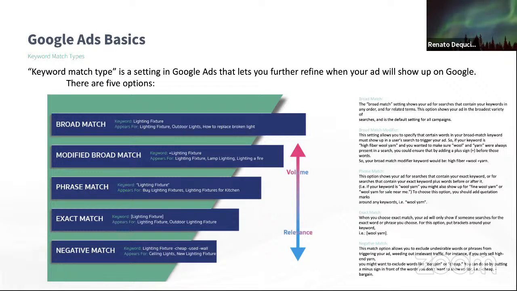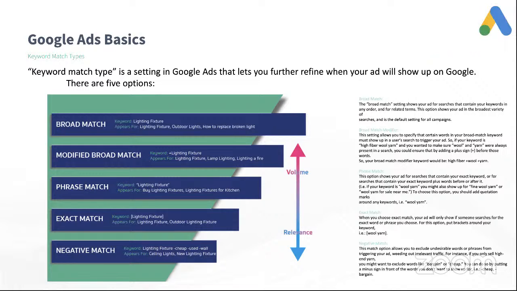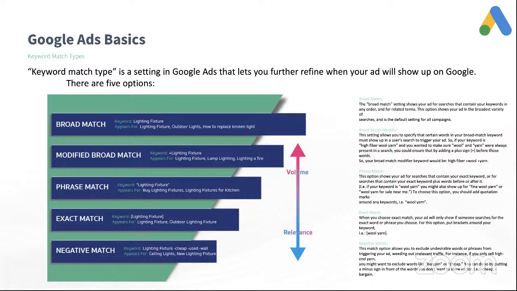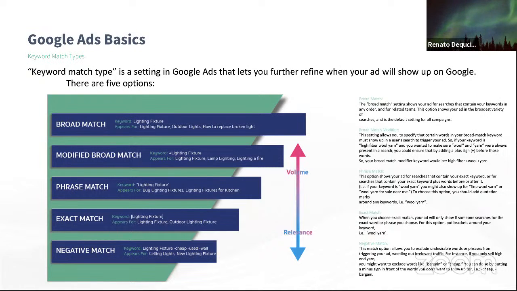And then obviously negative match, which is a great way to avoid paying for clicks where you don't really want to be. So when you're setting up your keywords initially, you want to create a negative keyword list. So that you don't.